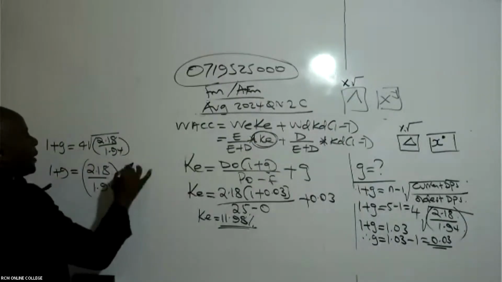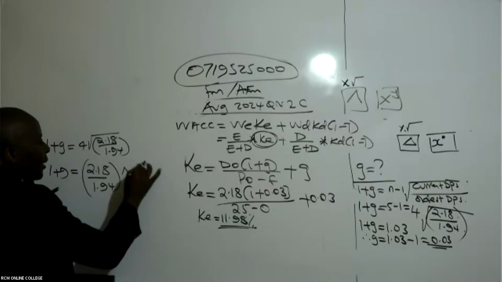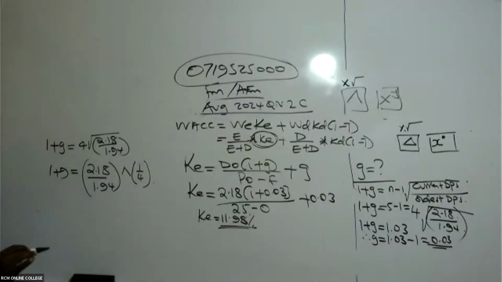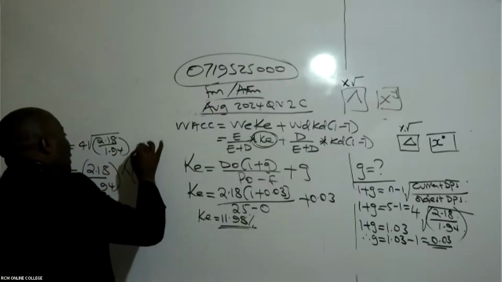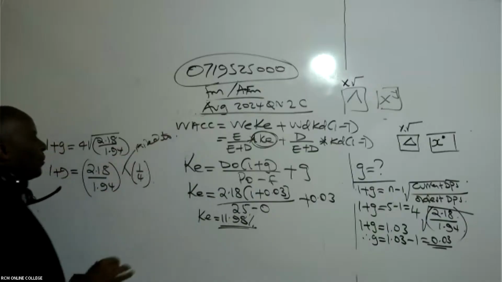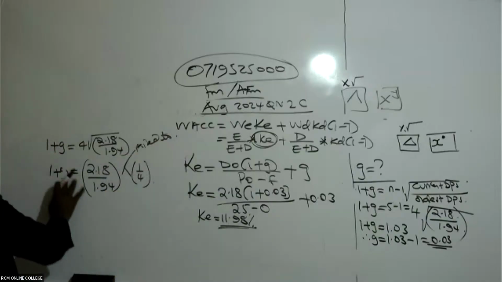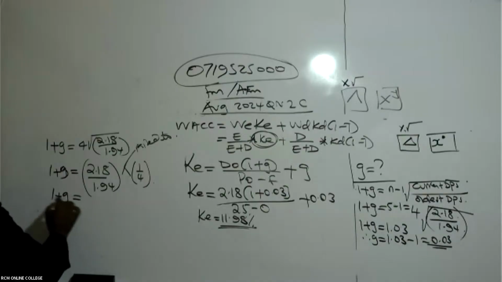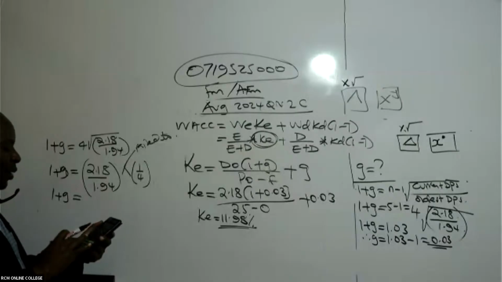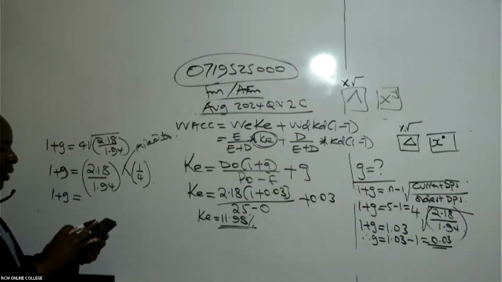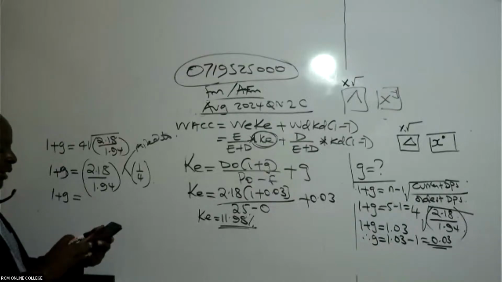You see, 4th root is the same as raising this to a quarter. So long as you put that quarter in brackets. So what I'll do, I will come and say here 1 plus g will be equal to, I have to put this in brackets, 2.18 divided by 1.94. I close. Then I say raised to, I open brackets there, 1 divided by 4, I close brackets like that. And then I say equals.